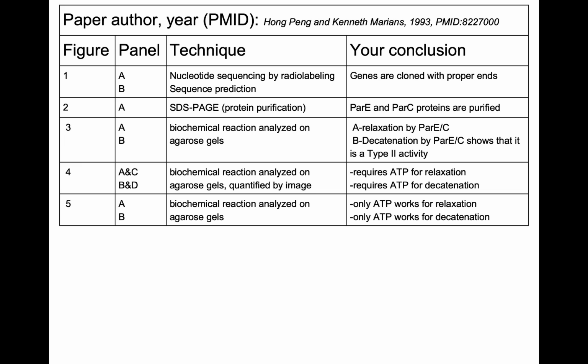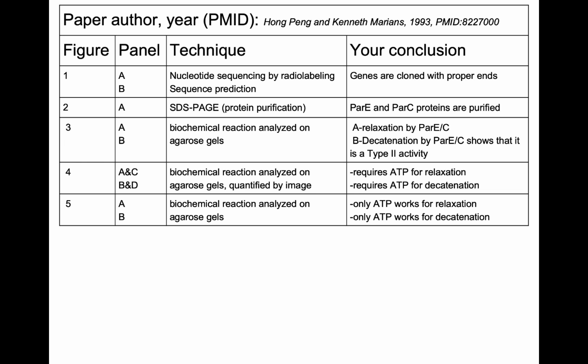So we filled out the rest of the paper table because if we were reading this paper, we would want to go through all the figures to find out what the authors have to say about all of the different assays that they did. And so we've filled in the rest of this table so you can see an example of what it would look like. So just like we just walked through on figure 1, there were 2 panels and it showed nucleotide sequence and sequence prediction, and we concluded, okay, great, they could clone the genes. And for figure 2, they showed that they could purify the proteins.